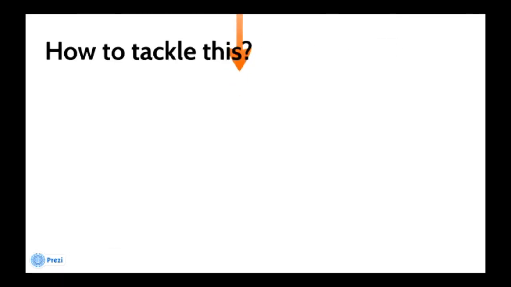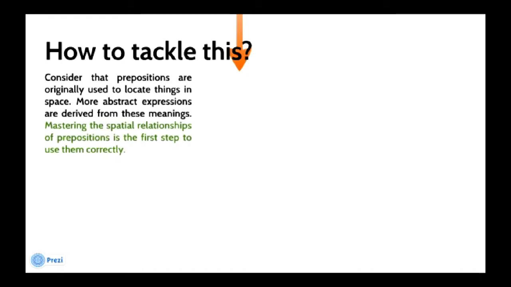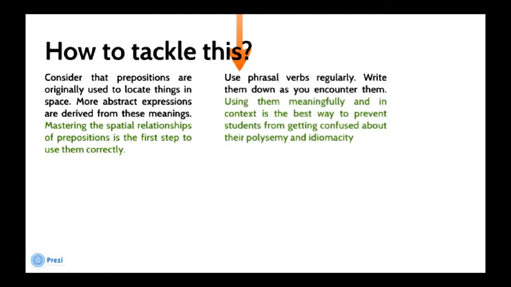So how do we tackle this? Consider that prepositions are originally used to locate things in space. More abstract expressions are derived from these meanings. Mastering the spatial relationships of prepositions is the first step to use them correctly. Use phrasal verbs regularly. Write them down as you encounter them. Using them meaningfully and in context is the best way to prevent students from getting confused about their polysemy and idiomaticity.